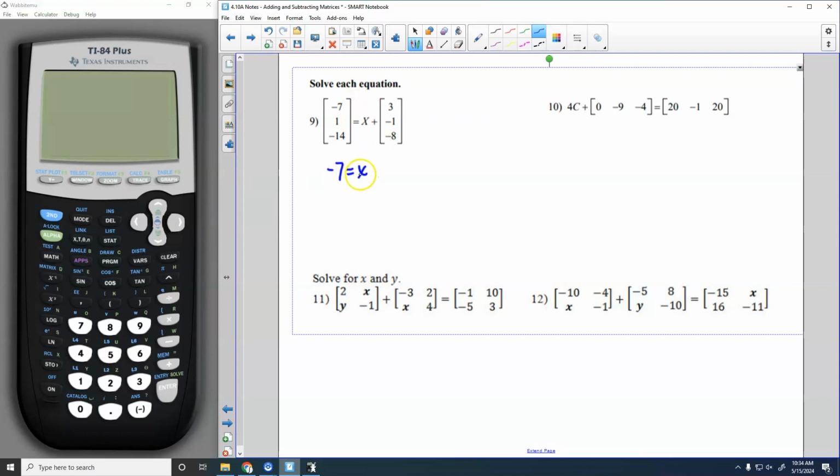Negative 7 equals x plus 3. 1 equals x minus 1. And negative 14 equals x minus 8. It's just giving you 3 different equations. So if you want to know your x matrix, which is going to be a 3 by 3 matrix, you would just solve each one of those. You would subtract 3 and you'd get negative 10. You'd add 1 here and you'd get 2 there in the middle. You'd add 8 over here and you would get negative 6.